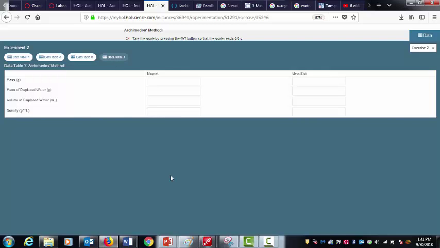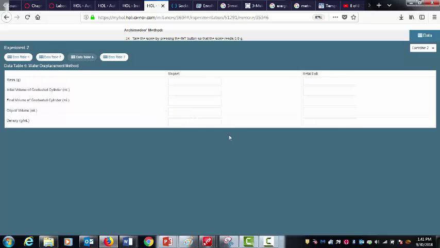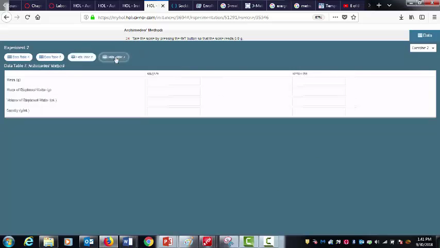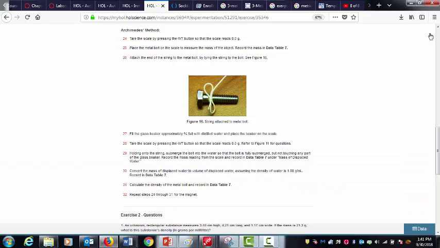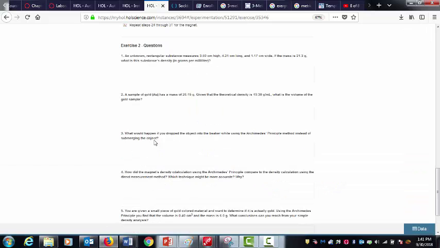So if your final density does not match the density that you calculated in Table 6, don't fret. The Archimedes method is just really not that accurate. And on these sample exercises, you do not need to answer questions 3 and 4.